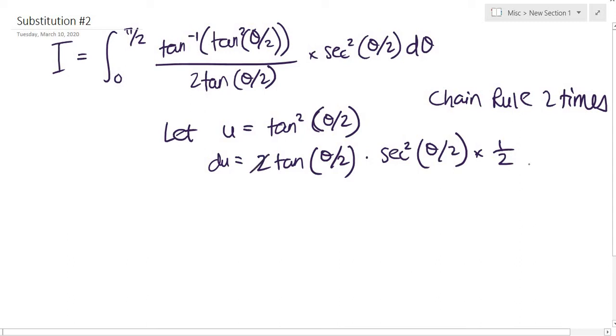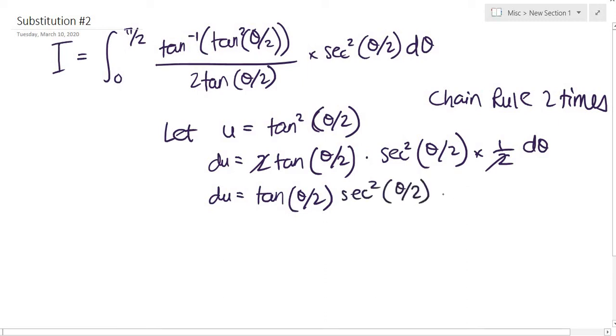So now notice that this 2 and this 2 cancel out, and sorry, I forgot the d theta. So we have du being equal to tangent of theta by 2 times the secant squared of theta by 2 d theta. Now we want to actually find values for our upper and lower bounds.